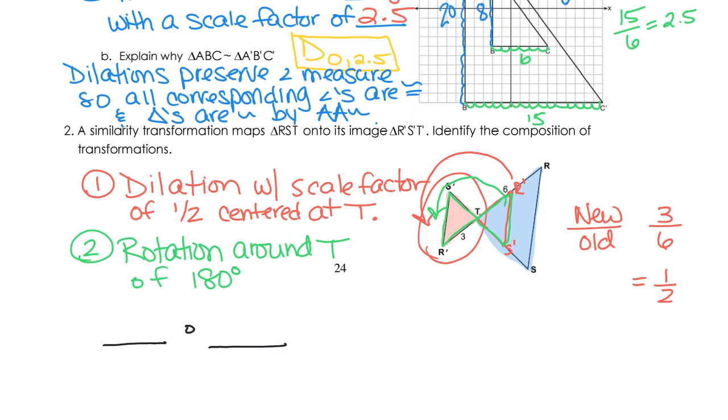All right. But the way we ordered them here, we would put our dilation here, centered at T, scale factor of 1/2. We did that first, or talked about it first. Okay. And then our rotation around T of 180 degrees would go here. And again, these could switch and still be correct in this question. All right. Not always the case in every question with 2 transformations.